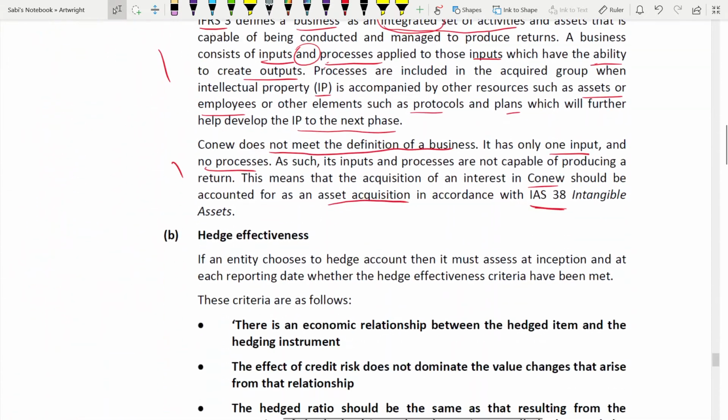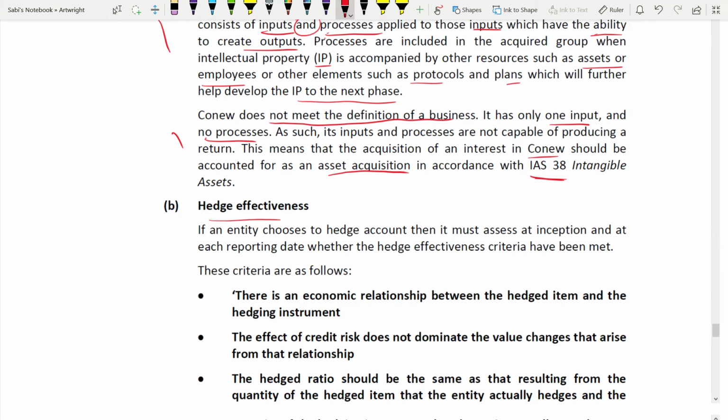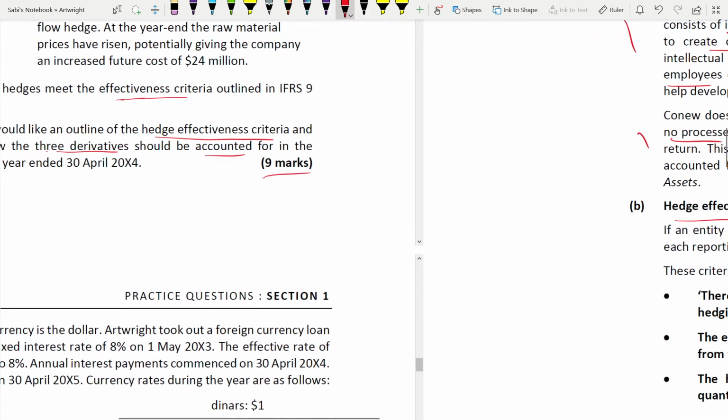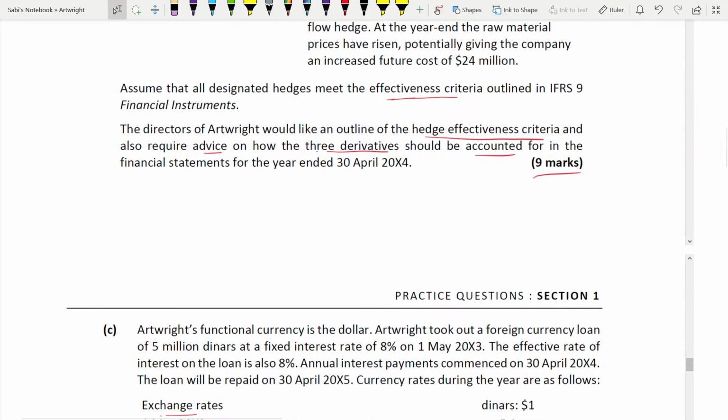Now, hedge effectiveness. Pay very careful attention to this, because I don't think I have done this in the previous questions. I think I'm touching this part for the first time in this question. So yes.